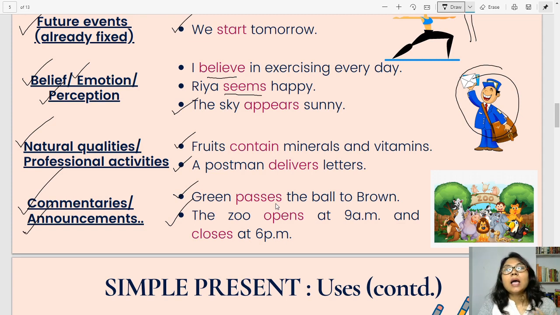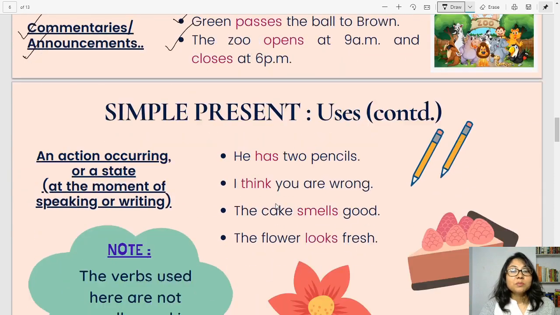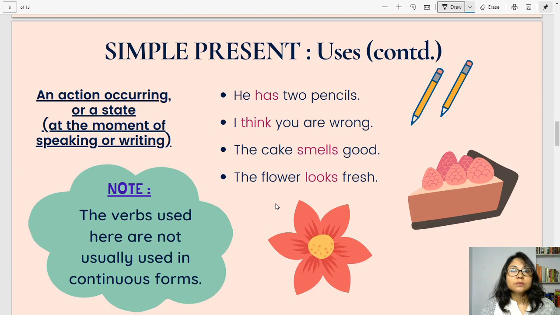Okay? And I was also telling about explanations. You have all done processing, isn't it? In processing, when you say first take the flour, then sift it. In process, you also use it in present tense for explanations step by step. Okay? Let's move on. Now, simple present uses, continued.